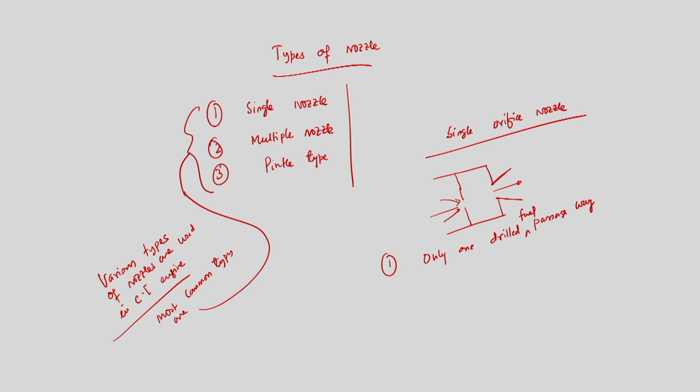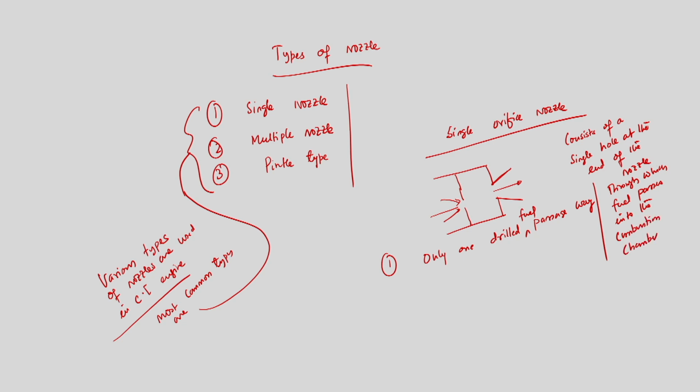The single orifice nozzle consists of a single hole at the end of the nozzle, through which fuel passes into the combustion chamber. So this is a single orifice nozzle: we have only one drilled fuel passageway, which is located at the end of the nozzle, through which fuel passes into the combustion chamber.